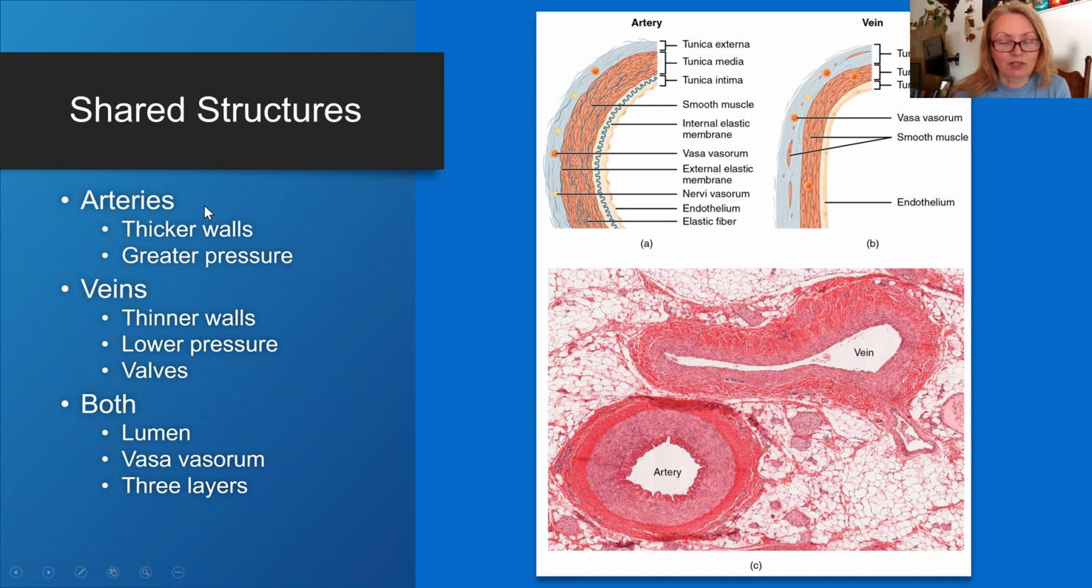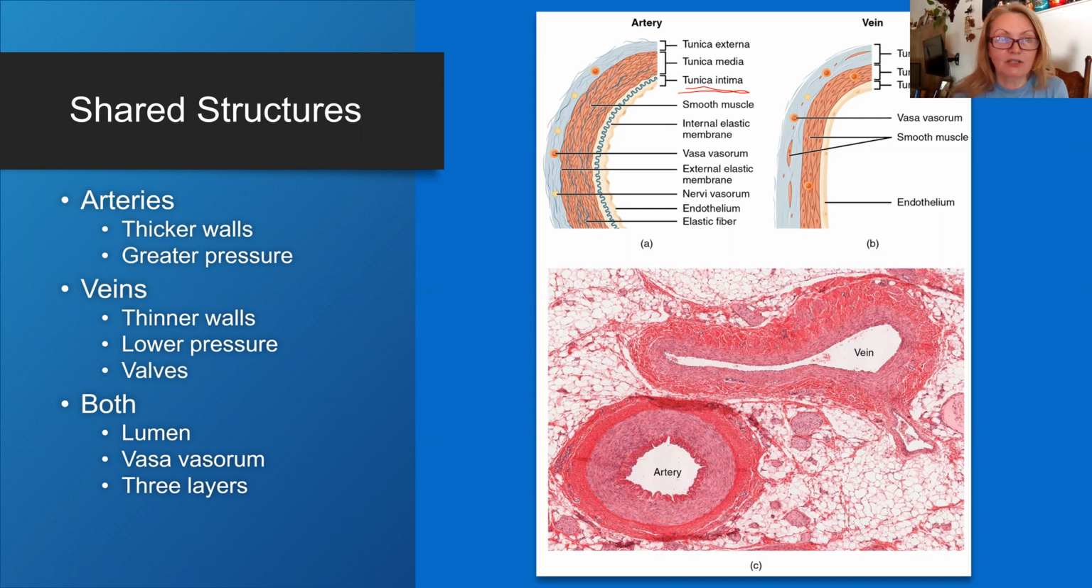If we look at histology of arteries and veins, arteries have thicker walls, and blood pressure within arteries is greater. Veins have a thinner wall, low pressure, and have valves. Both arteries and veins have a lumen, and 3 layers of tissue that are called tunica intima, right there, tunica media and tunica externa.